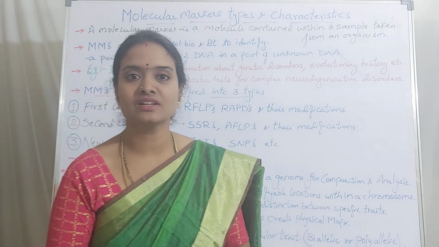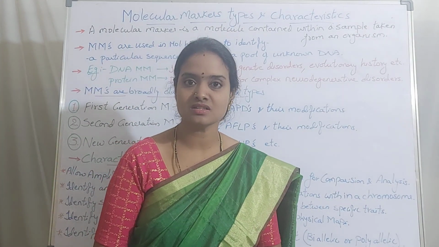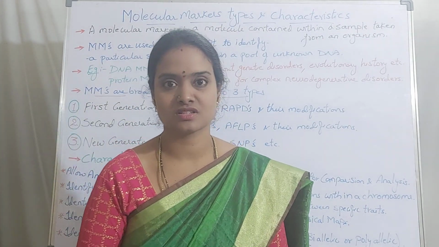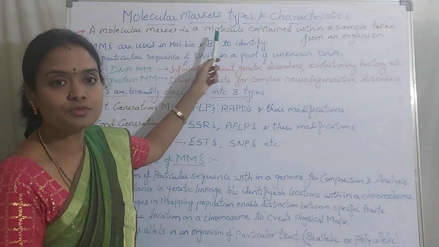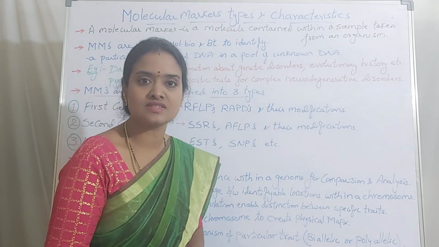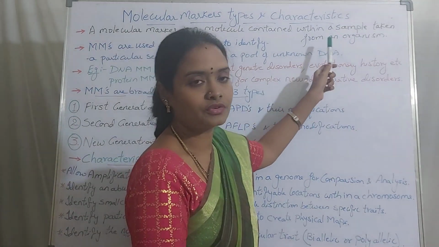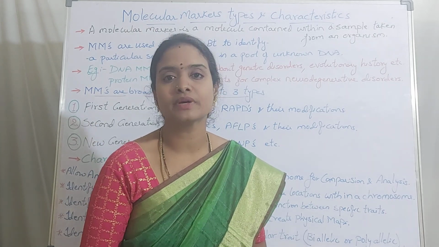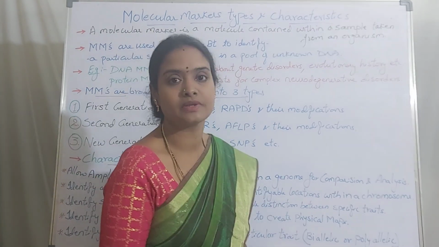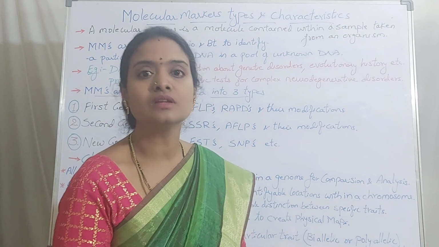So today we'll know about molecular markers, types and their characteristics. So what do you mean by molecular markers? These are small molecules contained within a sample taken from an organism. So why do you need to take the sample from an organism? What do you mean by the sample here? Sample is nothing but the DNA sample.